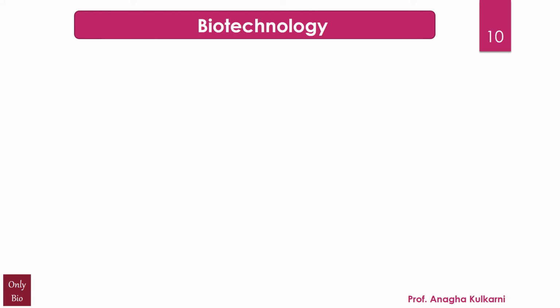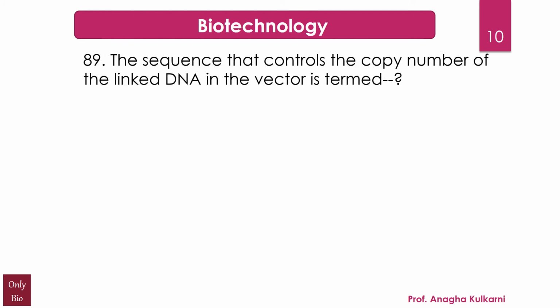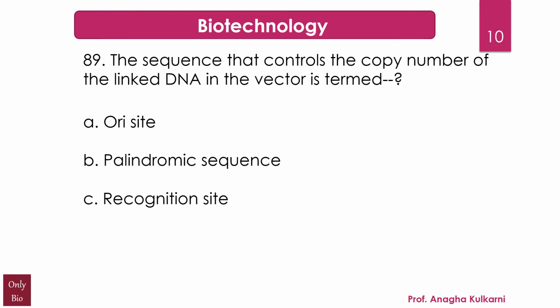The next question relates to the chapter Biotechnology. The question is: the sequence that controls the copy number of the linked DNA in the vector is termed as dash. A. Ori site, that is the site of origin. B. Palindromic sequence. C. Recognition site. And D. Selectable marker. And the correct answer for this question is A. Ori site.